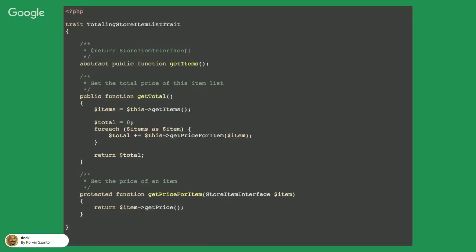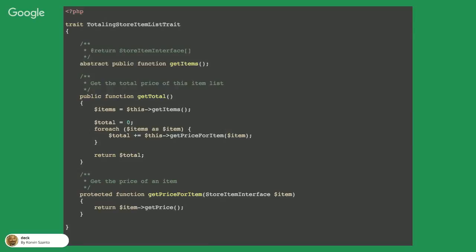So I know that if I get something that uses this totaling store item list trait, I'm going to know that it has already implemented get items. So therefore, I can use that get items function within my own functions down below. So let's look at this next one, get total.